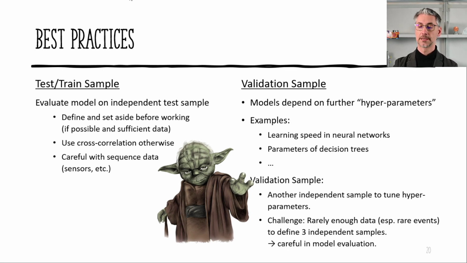But the challenge is that in most cases you rarely have enough data, especially for rare events, to define 3 independent samples. So you need to think carefully about how you use the data in your machine learning network to make sure that you get the most gains from it.